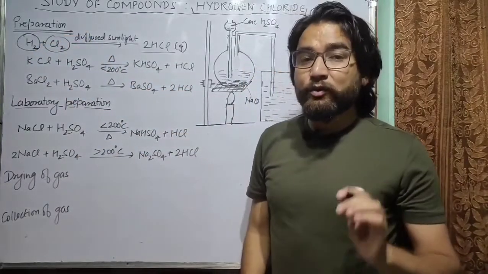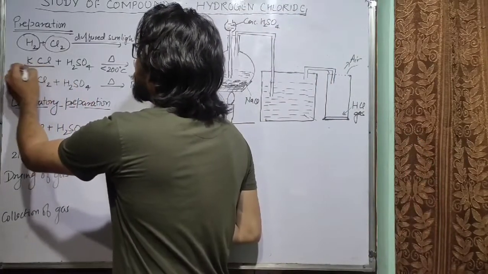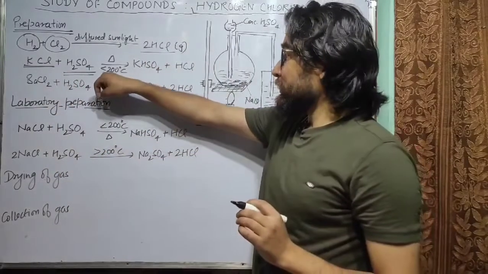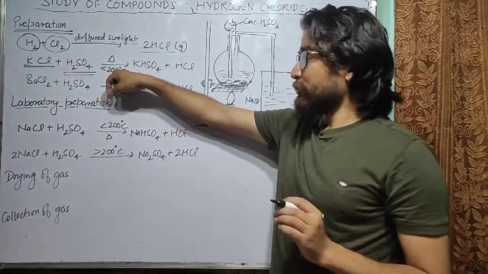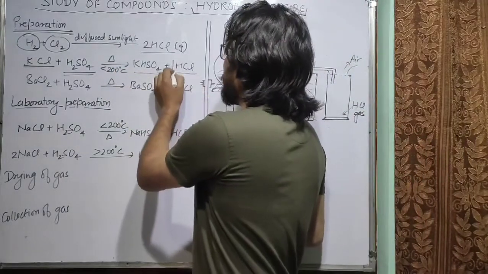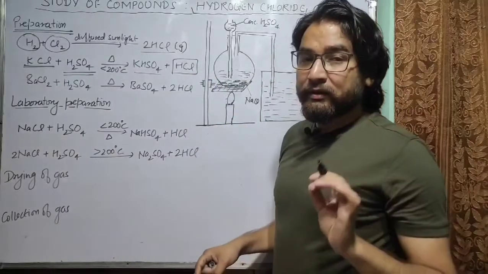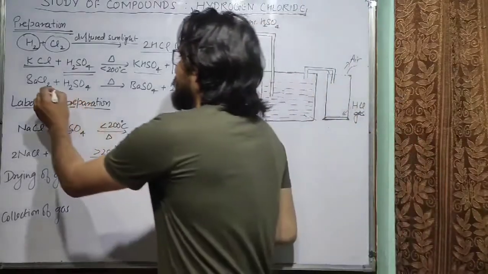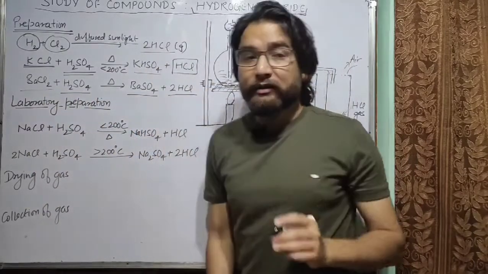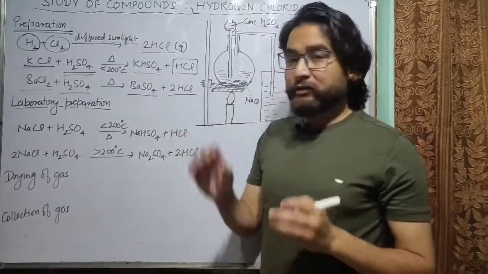Now there is one more method. We can use a salt like KCl or NaCl to react with concentrated H2SO4 below 200 degrees Celsius. So it will form KHSO4 plus HCl. So hydrogen chloride can be prepared in this way, or barium chloride can react with H2SO4 to form barium sulfate and hydrogen chloride. So this is also a method of preparation of hydrogen chloride.